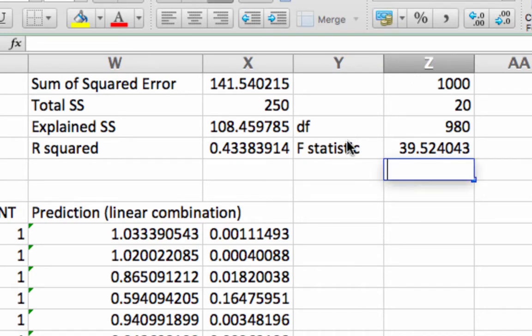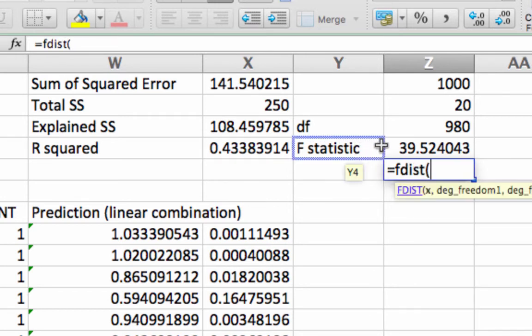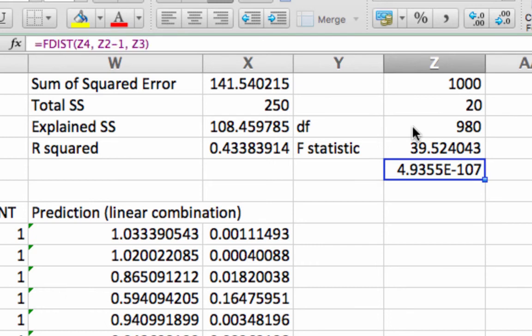So if we type in equals FDIST and then open parentheses, and we put in that F value, that's in cell Z4, and we put a comma here, and we're going to put the degrees of freedom in there, minus 1, and we will put another comma here. Or excuse me, that wasn't the degrees of freedom, that was the number of model coefficients minus 1, and then we'll put in the degrees of freedom, end parentheses, click enter, and that's going to give us our p-value.